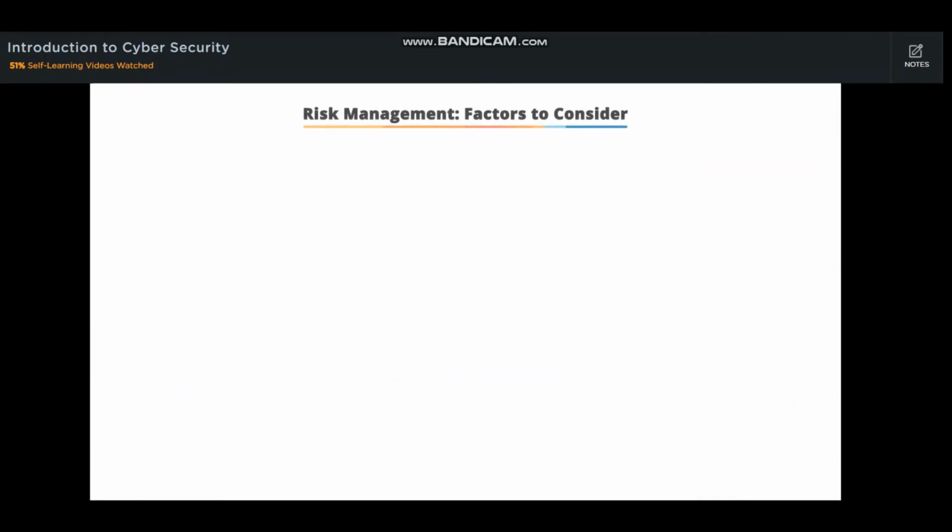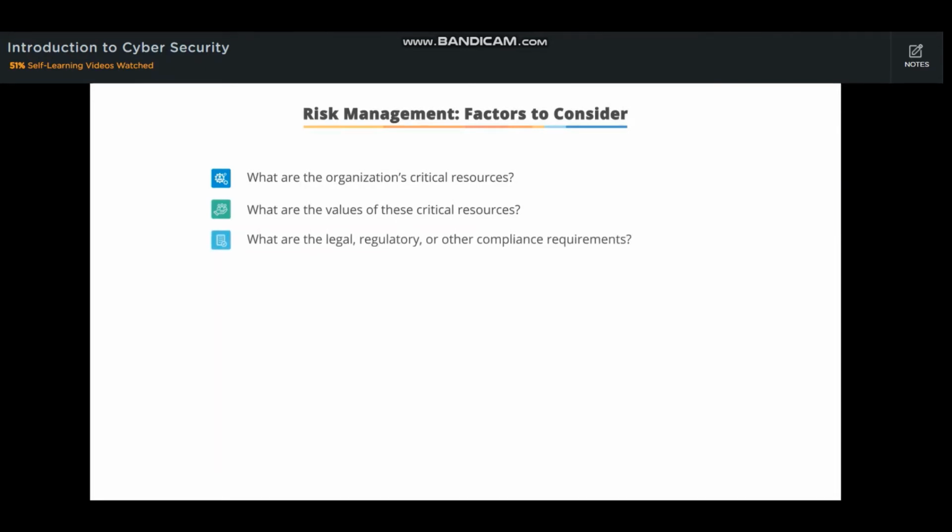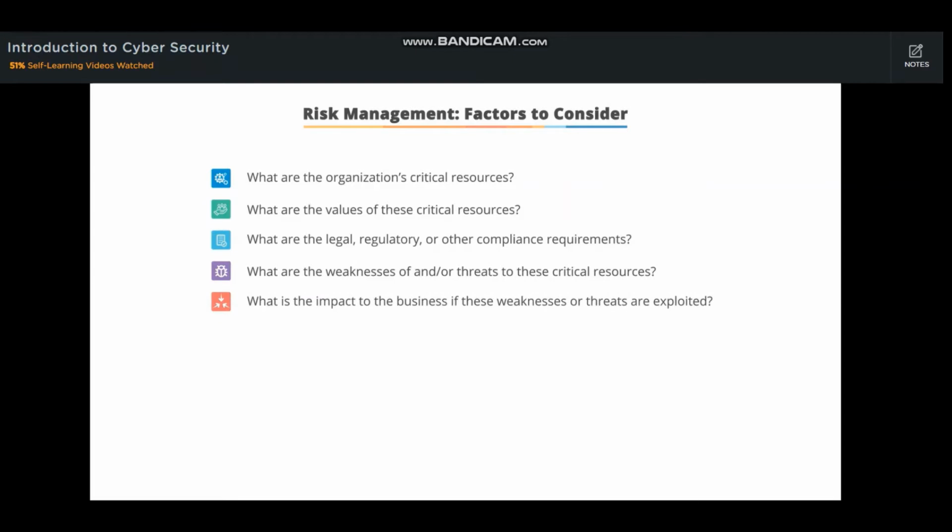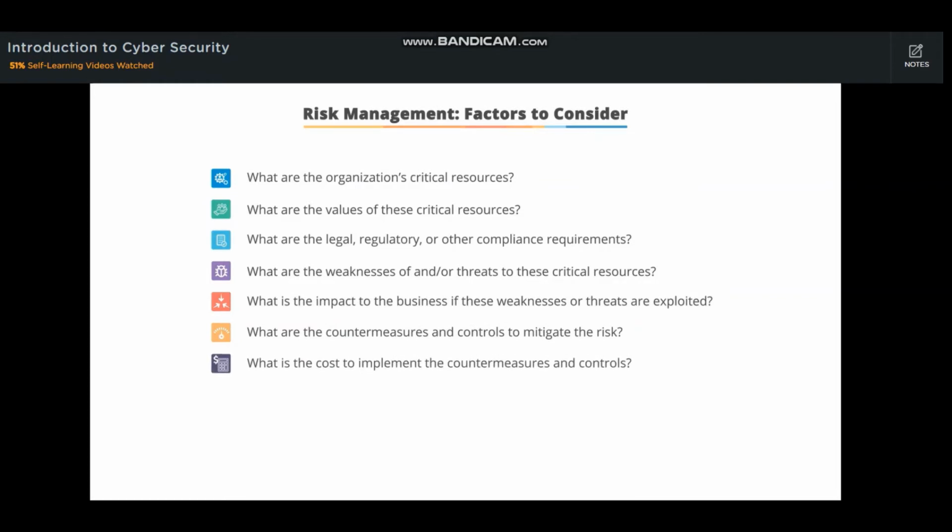Why risk management? What are some of the questions that generally come up? What are the organization's critical resources? What are the values of those resources? What are the legal, regulatory, or other compliance requirements? What are the weaknesses and or threats to these critical resources? What's the impact to the business if these weaknesses or threats are exploited? What are the countermeasures and controls to mitigate the risk? What's the cost to implement the countermeasures and controls? What are the risk monitoring techniques? How do you report risk posture for senior management as well as compliance requirements?